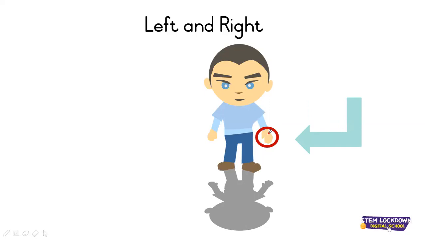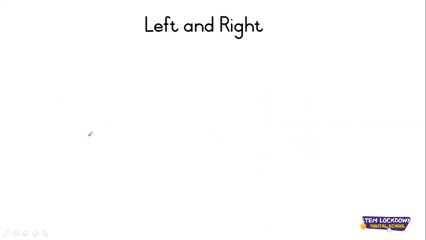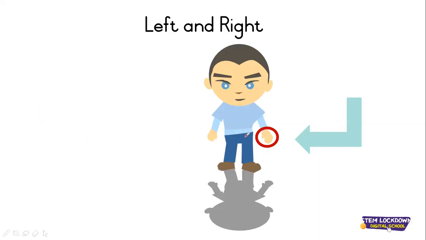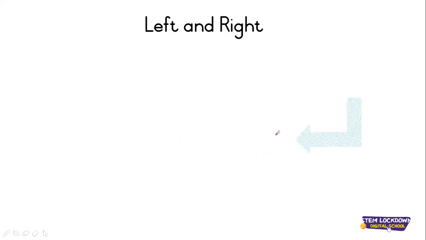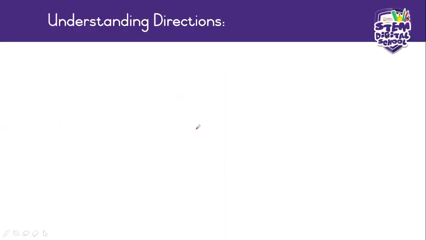But when he turns and goes this way, this will still be his left hand, but now it's on the other side. So do you see that left and right will change? Sometimes right is on this side, but sometimes right is on this side. So it depends on where our character is facing. I'm going to try and explain this to you even more.